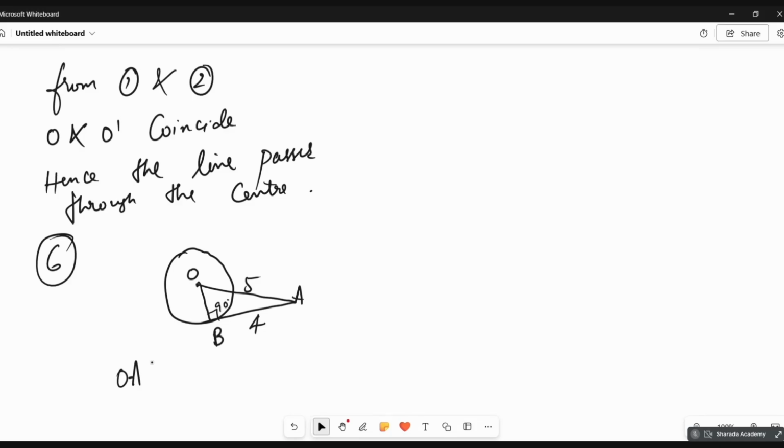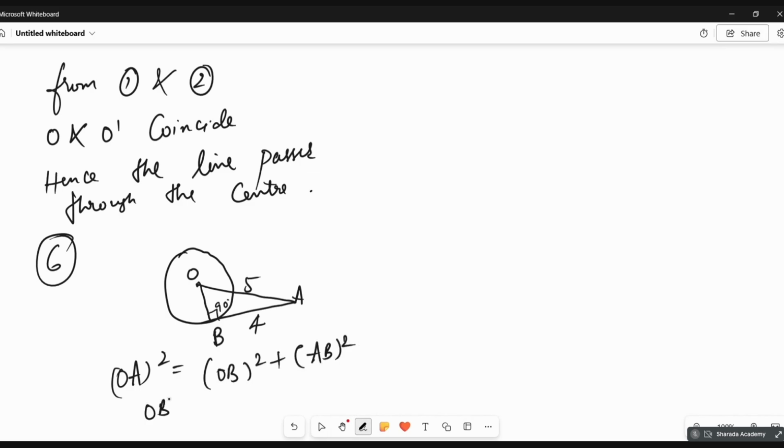But you should write. See, it depends. If it is an MCQ you can skip it, but if it is a 2 mark compulsory question, you should write. Otherwise, they will not give marks. Okay. OA square is equal to OB square plus AB square.